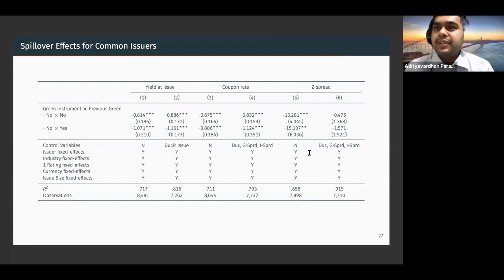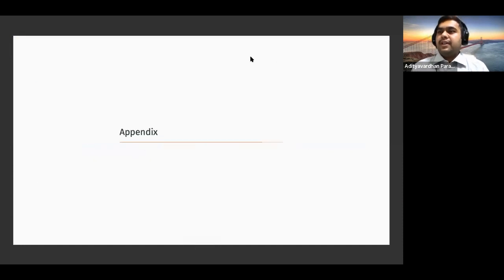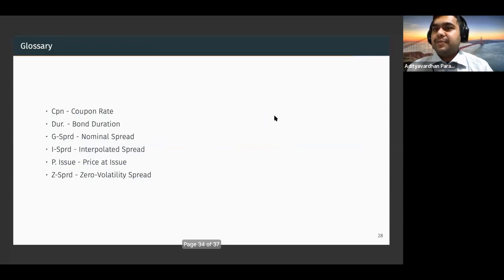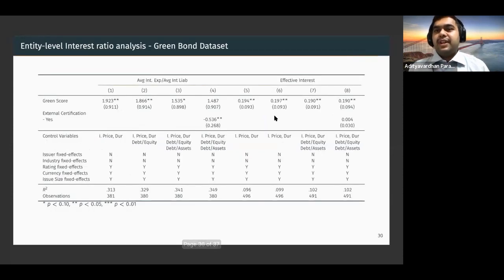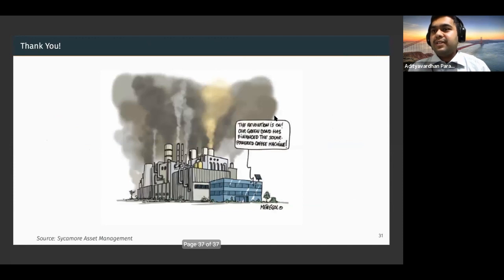So, next slide, please. I think here we reach the end of our primary results, and the appendix has different explanatory slides like the Z spread and entity level interest ratio analysis. Here we reach the end of our main presentation and would like to open the forum for questions. Mral, if you would like to add anything here.